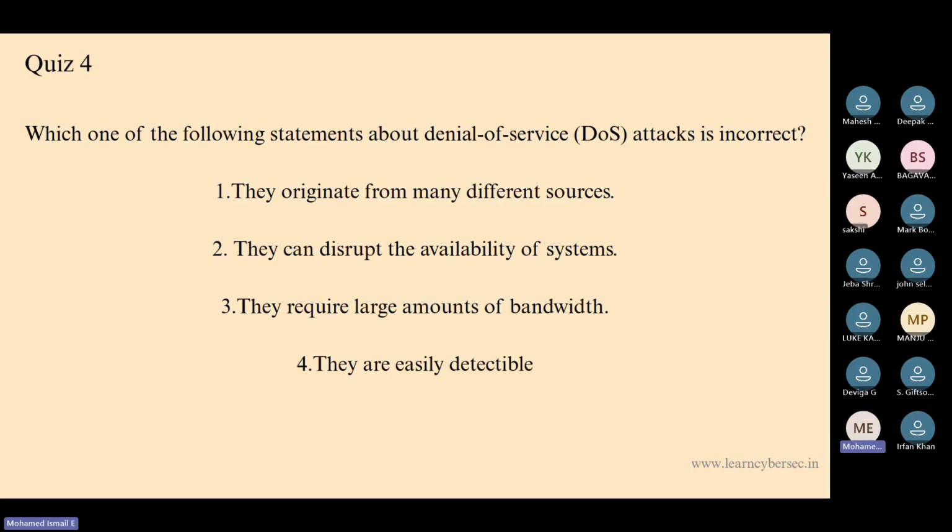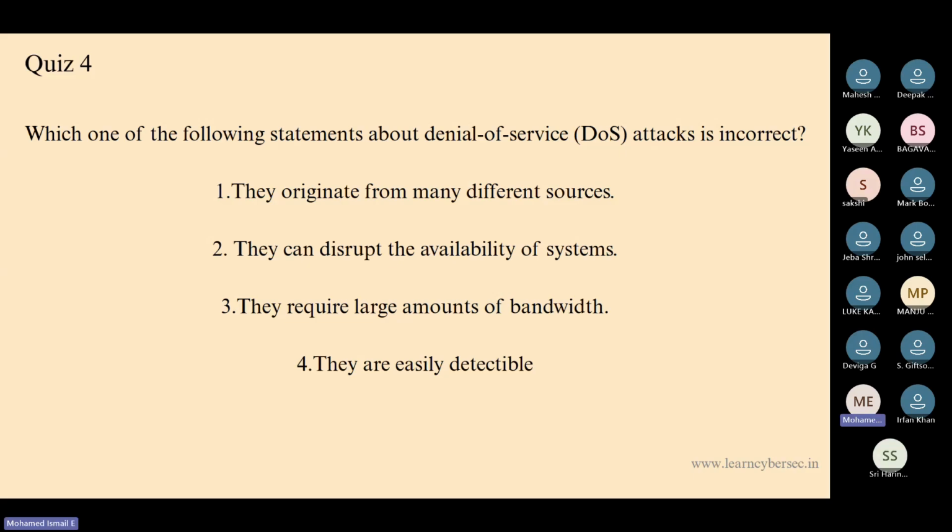Okay, let's see the answer. DoS comes primarily from one particular source. Distributed denial of service comes from multiple sources. That's the primary difference. But both consume more bandwidth, that is another characteristic. They originate from many different sources, that is incorrect, right? Because DoS comes from one source.